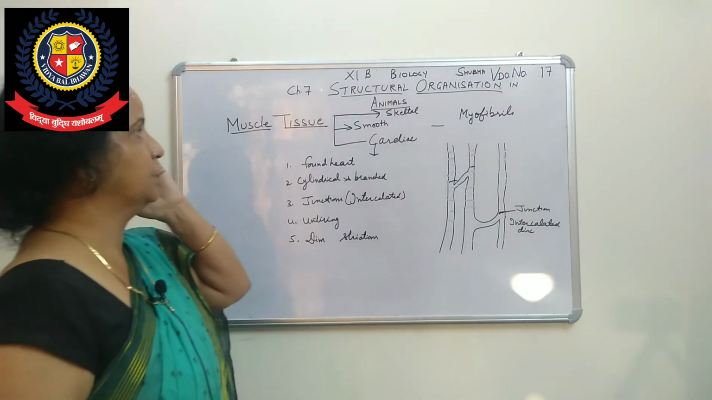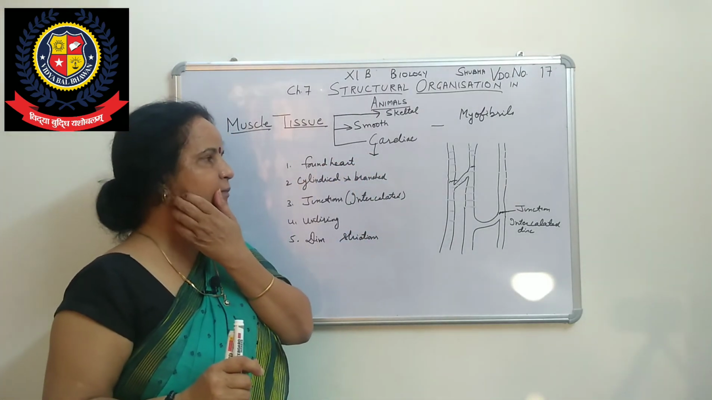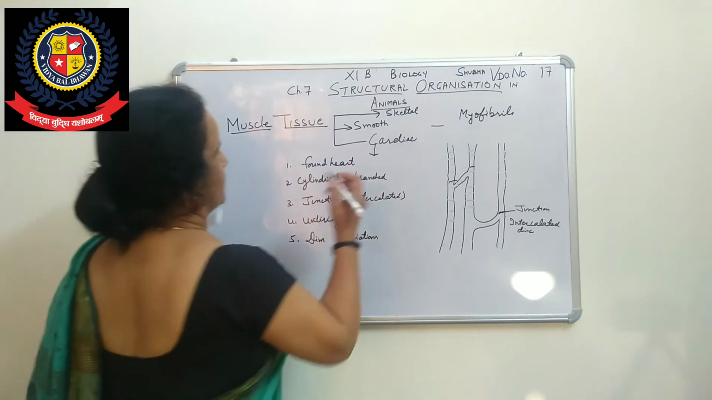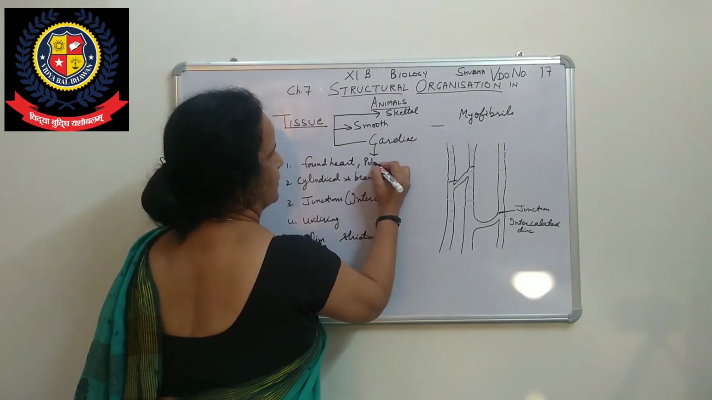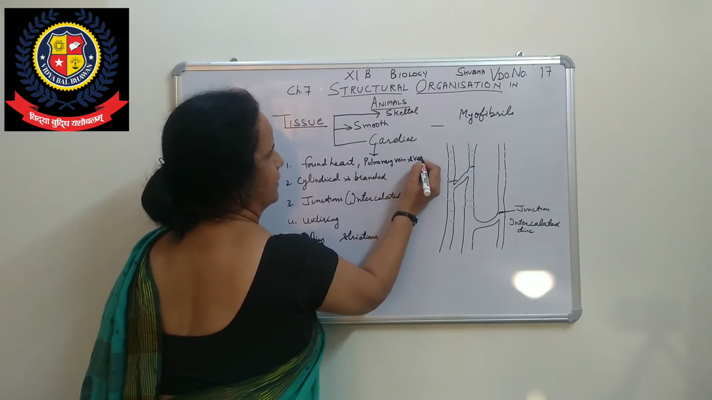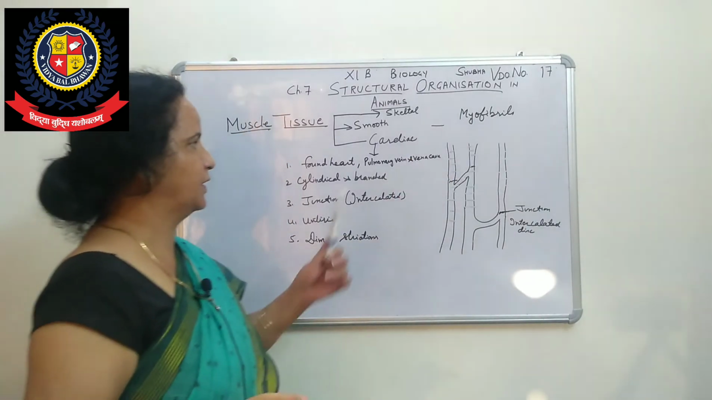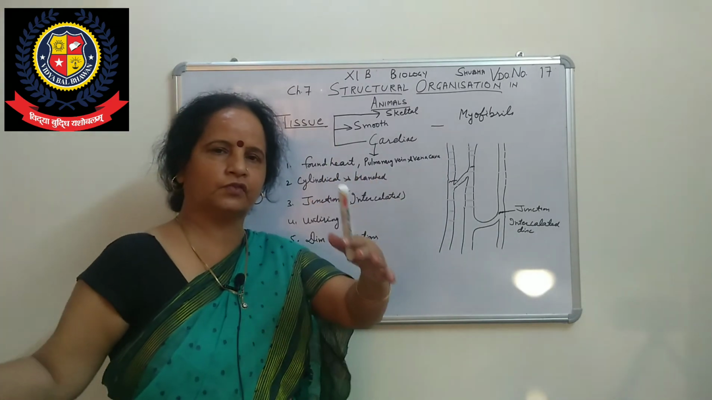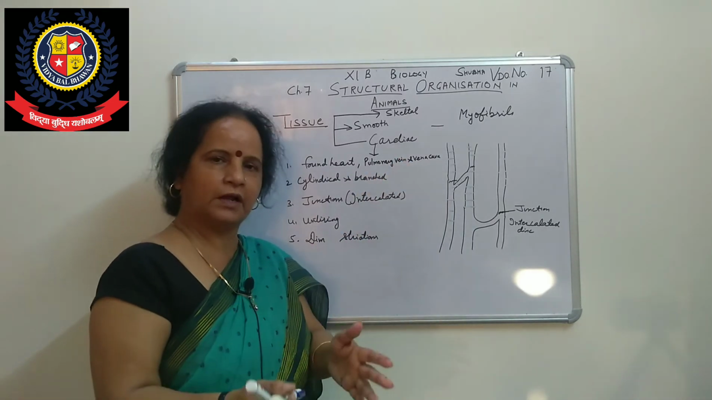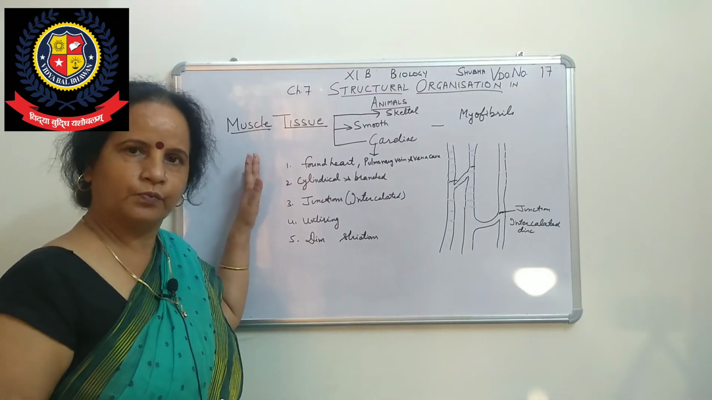So we have seen that cardiac muscle is found only in the heart, or sometimes a few of these cardiac cells are in the pulmonary vein and vena cava. You can write pulmonary vein and vena cava. These are also connected to the heart. The vena cava collects all deoxygenated blood into the heart, and the pulmonary vein is also connected to the heart. So some cells of cardiac tissue or cardiac muscle are there.